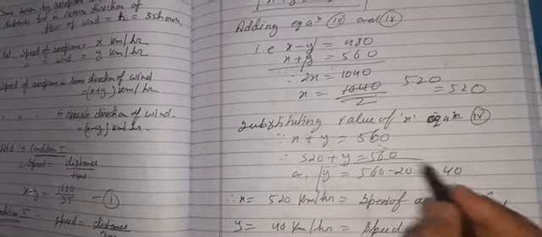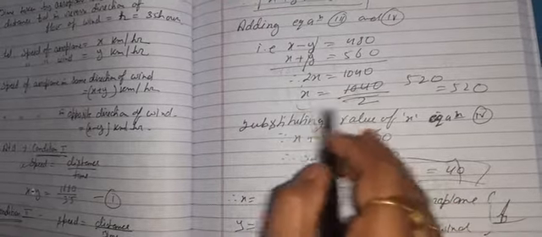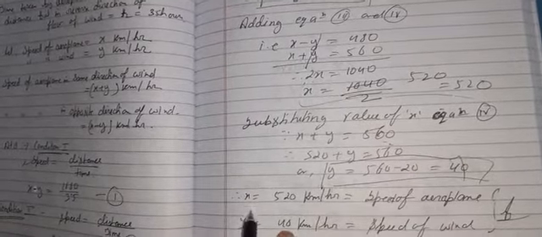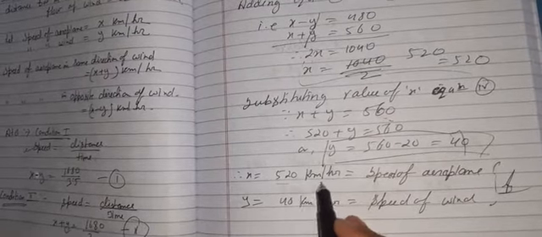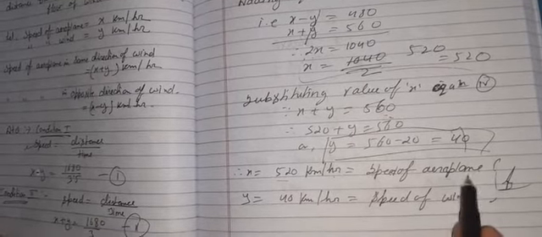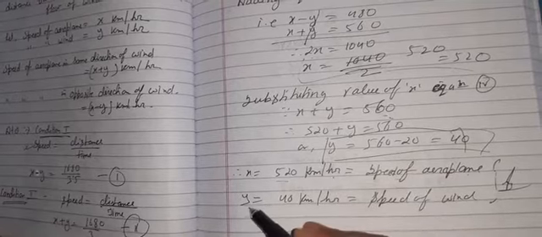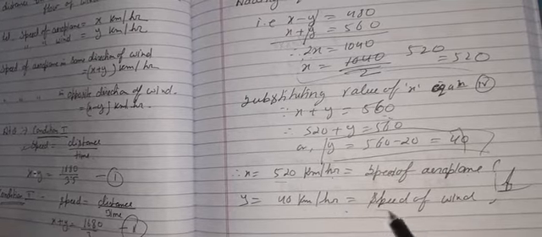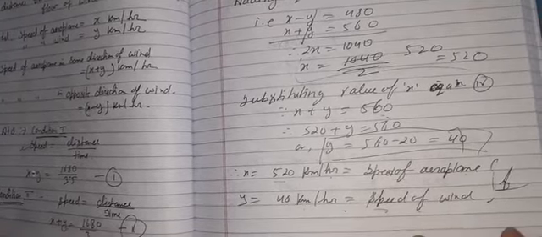So we have both the answers, x and y. Therefore x is equal to 520 km per hour, and x is the speed of the aeroplane which we assumed. And y is 40 km per hour, which is the speed of wind. And thus your answer is over.